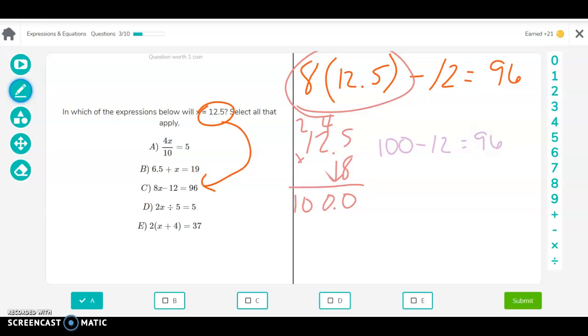So let's think about it. 100 minus 12 equals 96. We're going to find out. Well, we need to borrow. We talked about this at the beginning of the year. Alright, 10 minus 2 is 8. 9 minus 1 is 8. So it looks like 100 minus 12 is 88, not 96. So this problem, C, doesn't work. I'm going to solve the rest and go to the next problem.